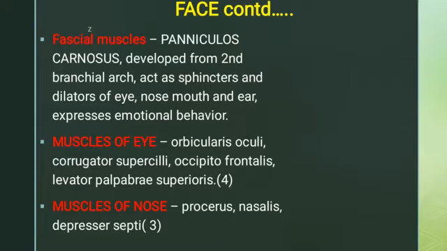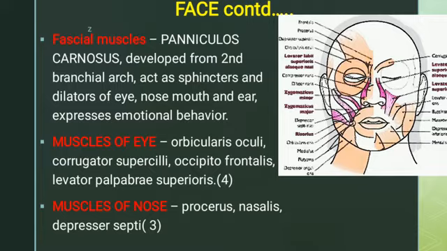Facial muscles are skeletal muscles. Though they are voluntary in function, yet they are not attached to bones, and they arise from the superficial fascia. Hence morphologically they are remnants of panniculus carnosus. Facial muscles are developed from the second branchial arch, hence they are supplied by the 7th nerve or the facial nerve. They are distributed around the orifices of mouth, eye, nose and ear, and they act as sphincters and dilators of them. The contraction of them also expresses emotional behavior.